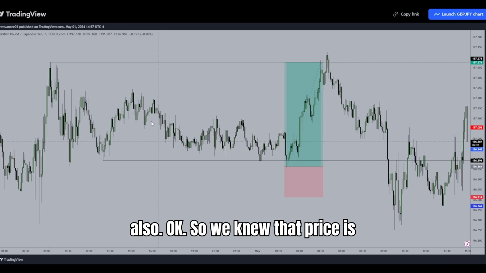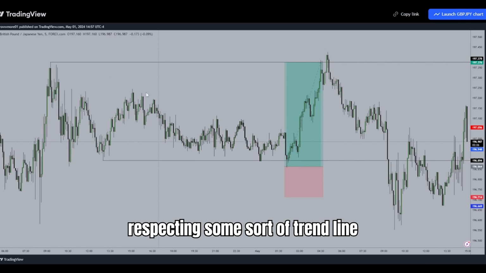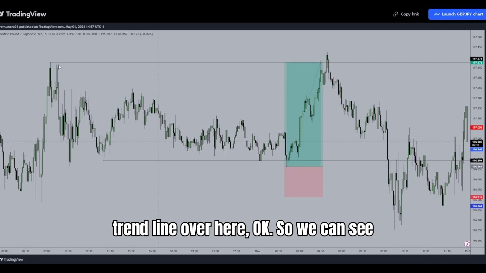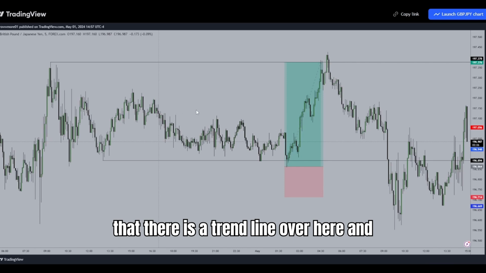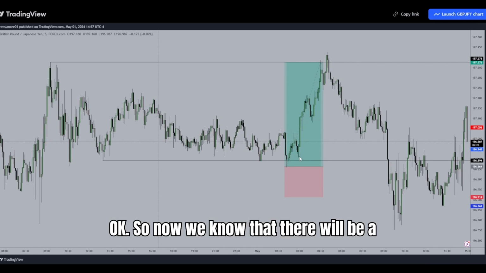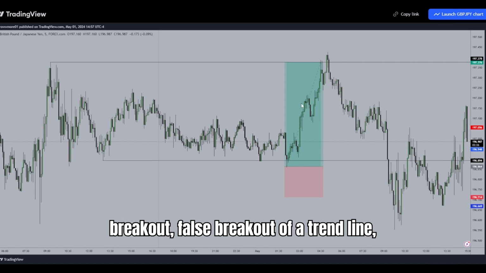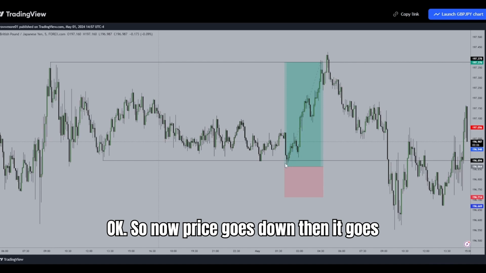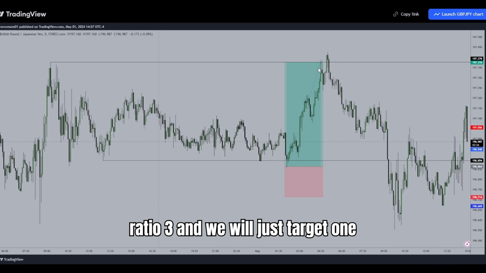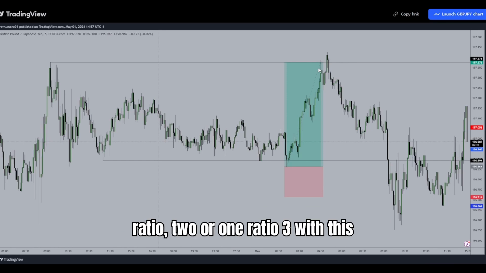We knew that price is respecting some sort of trend line, because we are assuming there is a trend line over here, and price is giving a fluctuation from it. So now we know that there will be a false breakout of a trend line. Price goes down, then goes up from here, and it gave us like 1:3. We will just target 1:2 or 1:3 with this strategy.